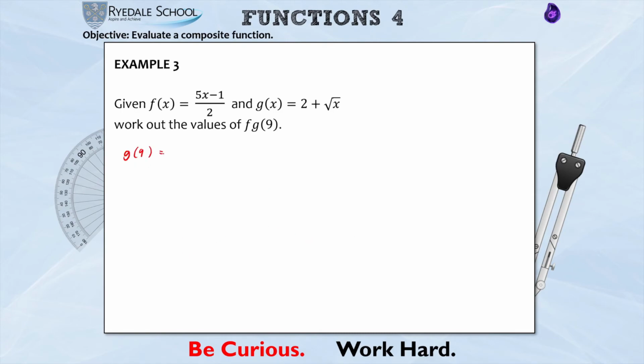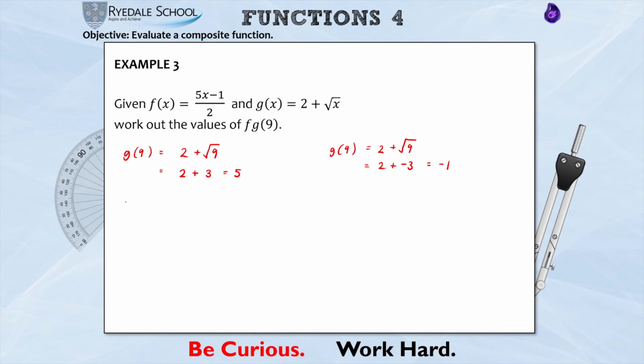And g of 9 is 2 plus the square root of 9. So there's two possible answers there. We've got 2 plus the positive square root of 9, which is 3. So that answer would be 5. And we've also got the other answer, where we have the negative square root of 9, which would be plusing negative 3. And that answer would be negative 1.